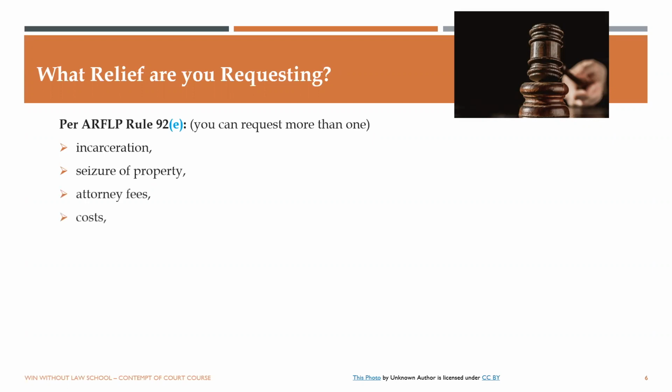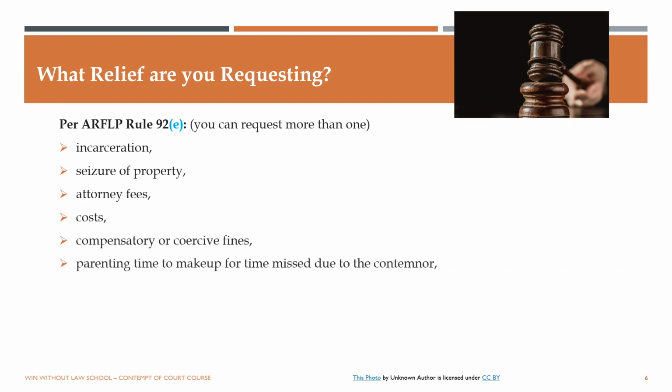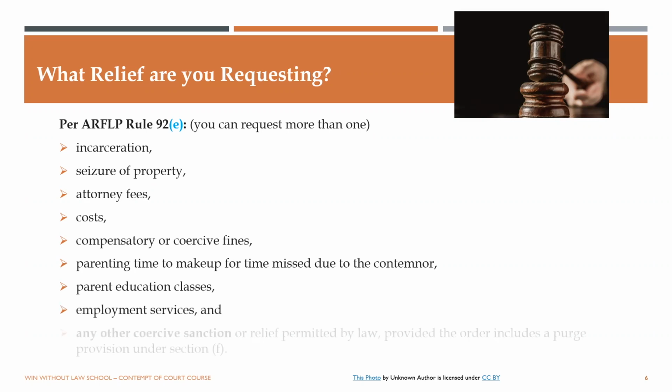Number 3, attorney's fees, costs, compensatory or coercive fines, parenting time to make up for time missed due to the contemptor. So the contemptor denied you of parenting time, parenting education classes, employment services, and any other coercive sanction or relief permitted by law, provided their order includes a purge provision under subsection F, and we'll talk about that. So remember, under 92A, we're in this realm of civil contempt.